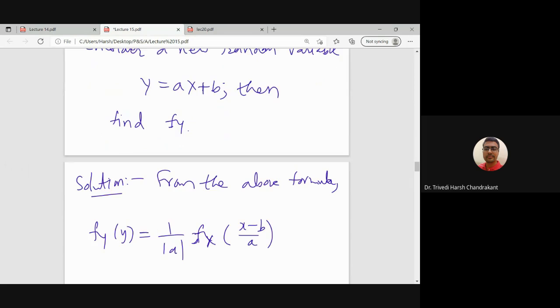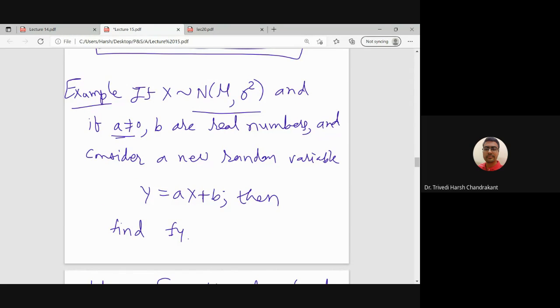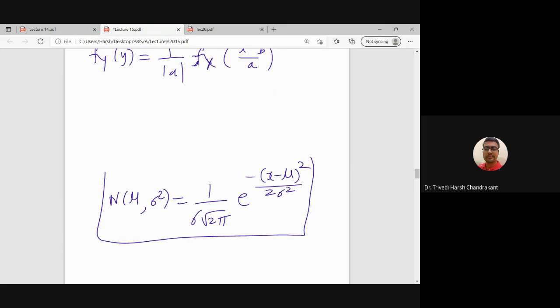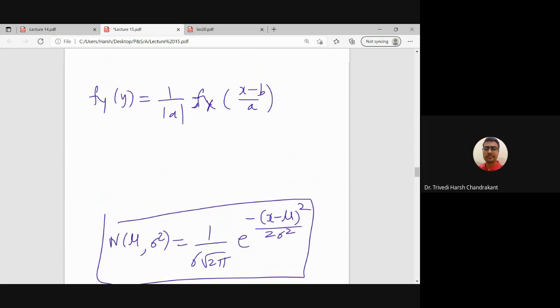Then we know what our random variable is. The given random variable is normal distribution, and we know that the normal distribution with mean mu and variance sigma square has the formula 1 upon sigma root 2 pi times e power minus x minus mu square divided by 2 sigma square. You need to remember this formula, and if you remember it, we can use it here. In this formula, instead of x, we need to substitute x minus b by a, and we need to divide it by modulus a. So let us write this down.